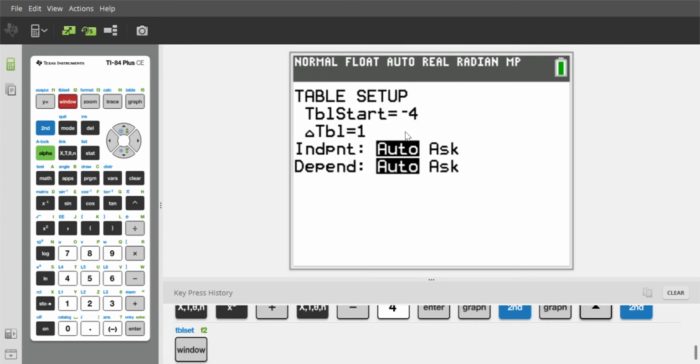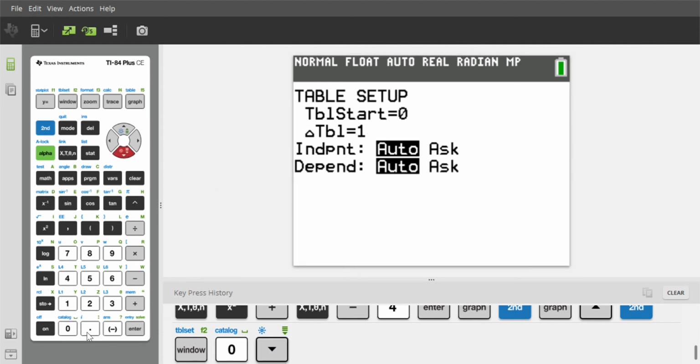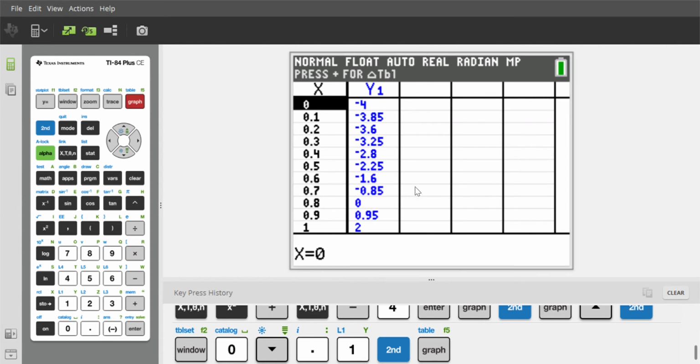And I said that my 0 was between 0 and 1. So I'm going to have my table start at 0. And then I want my table, instead of going by ones, let's have it go by, I don't know, tenths. And I'm going to go to my second table. Now notice, I'm starting at 0, going to 1. I'm looking at the y values. Here's a 0. X equals 8/10 is a 0.